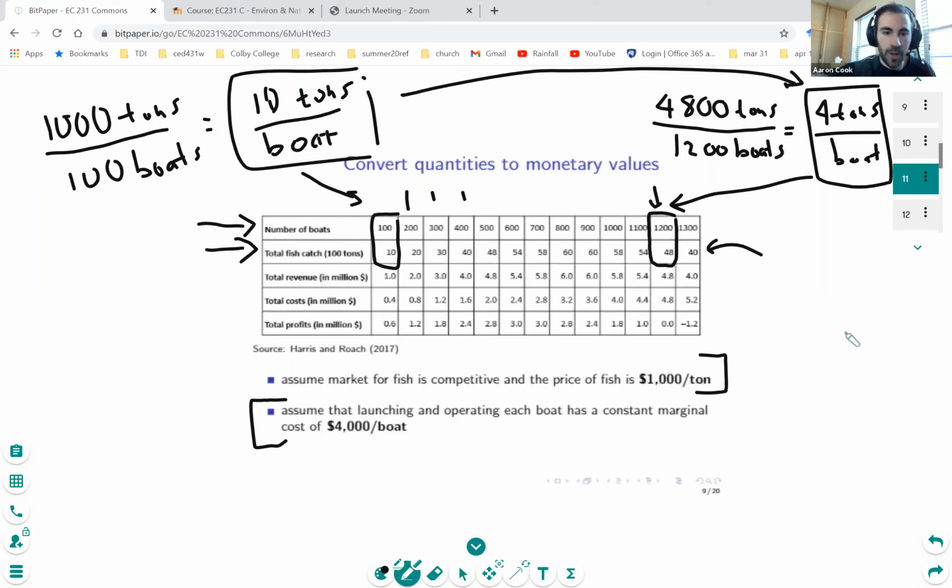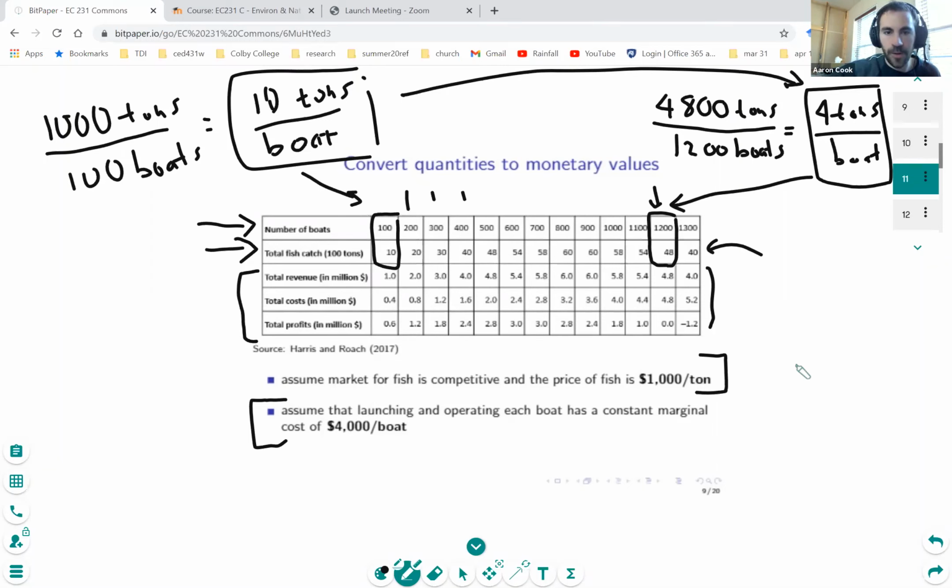Okay, so we have some metric now for measuring the return. We know the total catch and we know the price, so we have some idea of the dollar return to fishing. We have some idea of the cost of fishing. We have this constant marginal cost of fishing. So these next 3 columns are those monetary values. Each of these columns in rows 3 through 5 are the monetary returns or costs or profits. Those are the monetary values of the number of boats and the total fish catch that are in the top 2 rows.